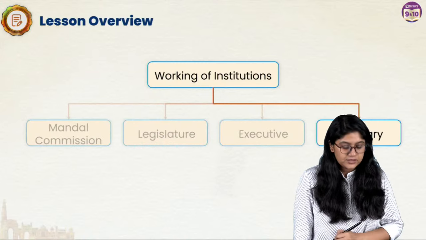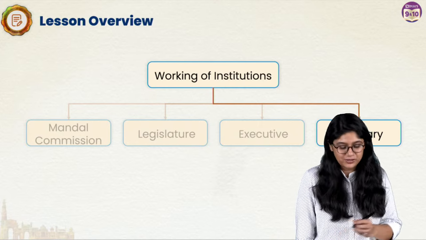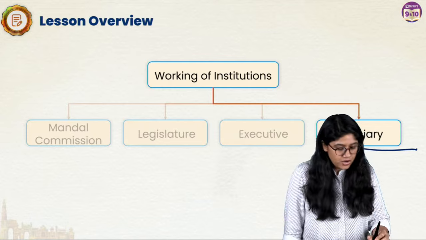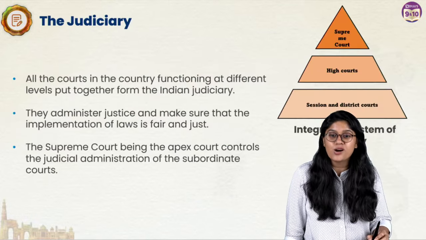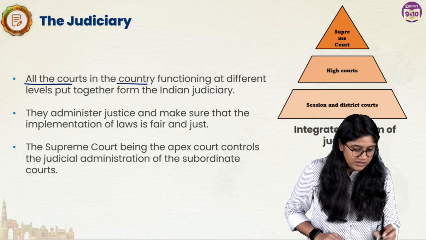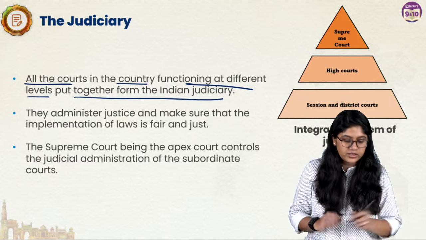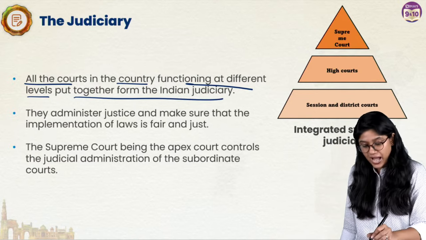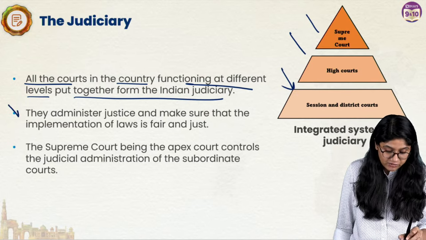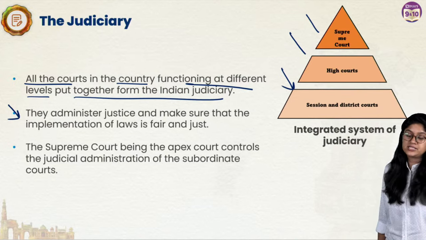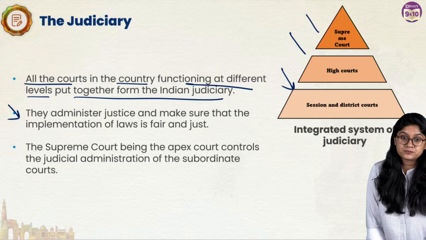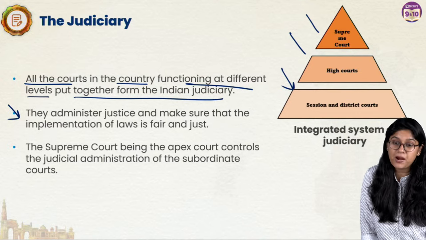Okay. The last part, everyone. The last part of this chapter is the judiciary. The easiest topic is the judiciary. Now, the judiciary are the people who will be making sure that the laws made are being followed by the people. All the courts in the country functioning at different levels put together the Indian judiciary system. We have the Supreme Court, High Courts, Session Courts and the District Courts. The administration of justice is taken care of by the judiciary. Clear, everyone? This is a very, very important part.